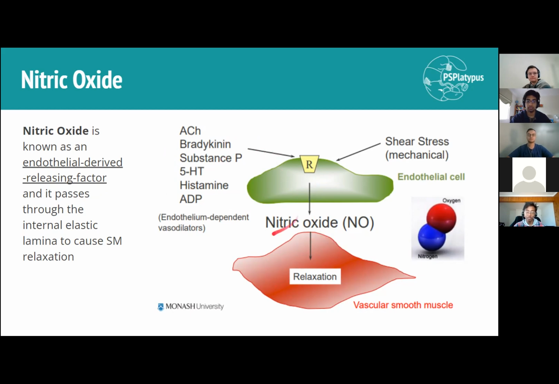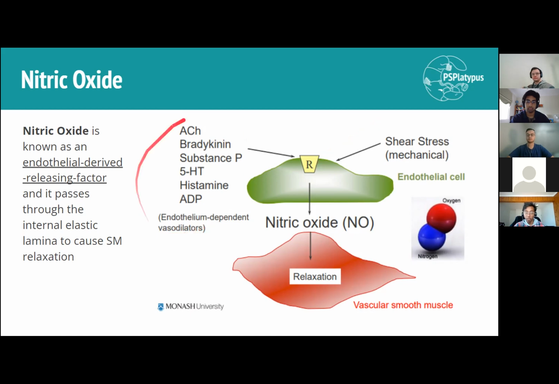We've got a bunch of different substances that can stimulate the formation of nitric oxide and other substances from the endothelium. These are endothelium-dependent vasodilators because they act on the endothelium itself. You can think of it as these substances on the outside acting on the endothelium, and then the endothelium produces nitric oxide, which produces relaxation.